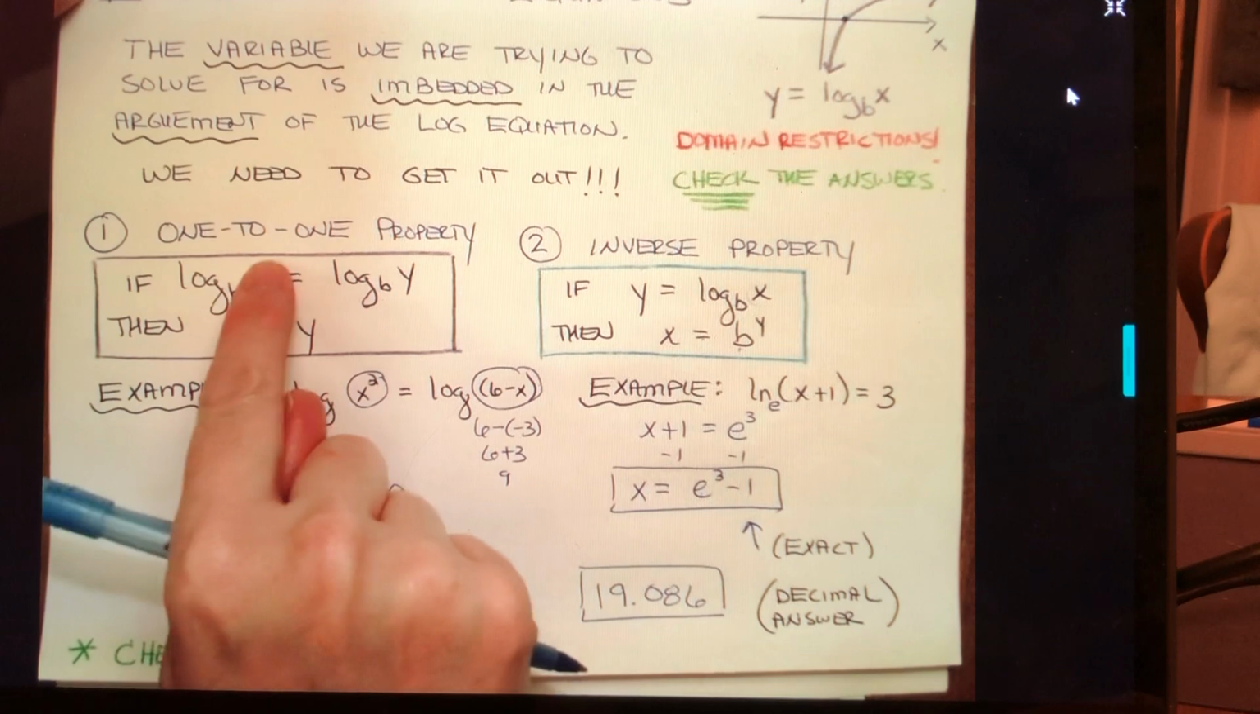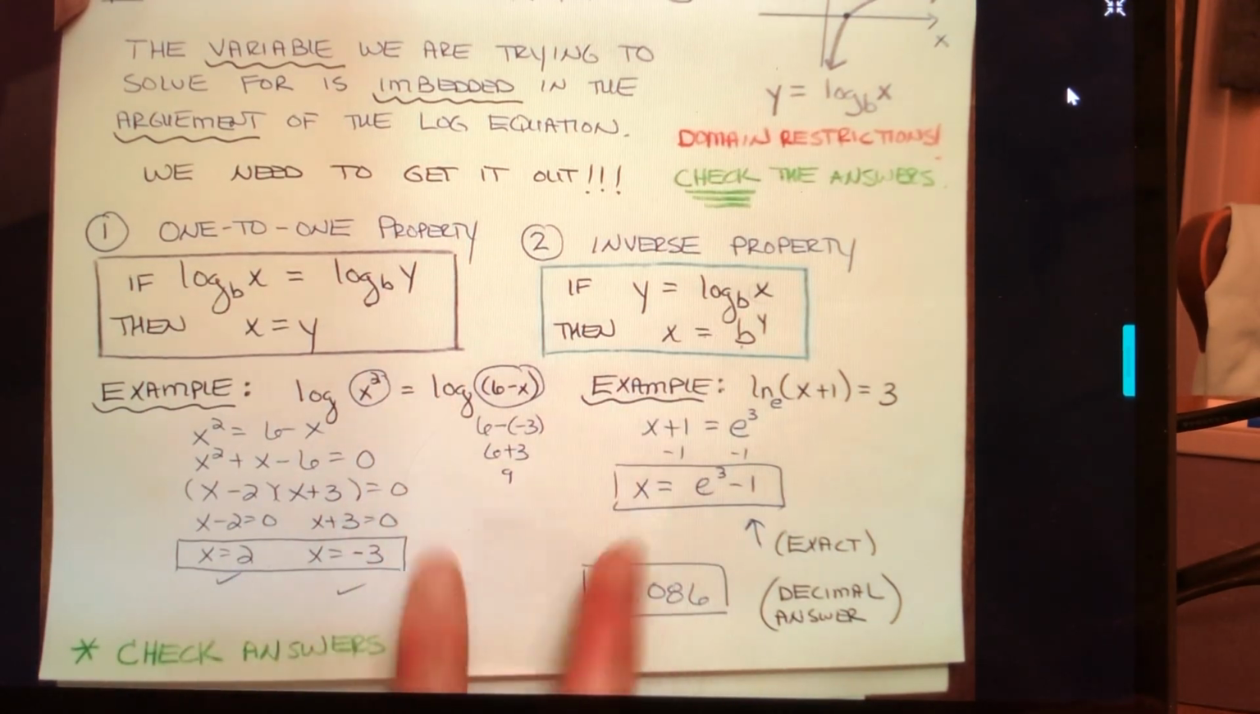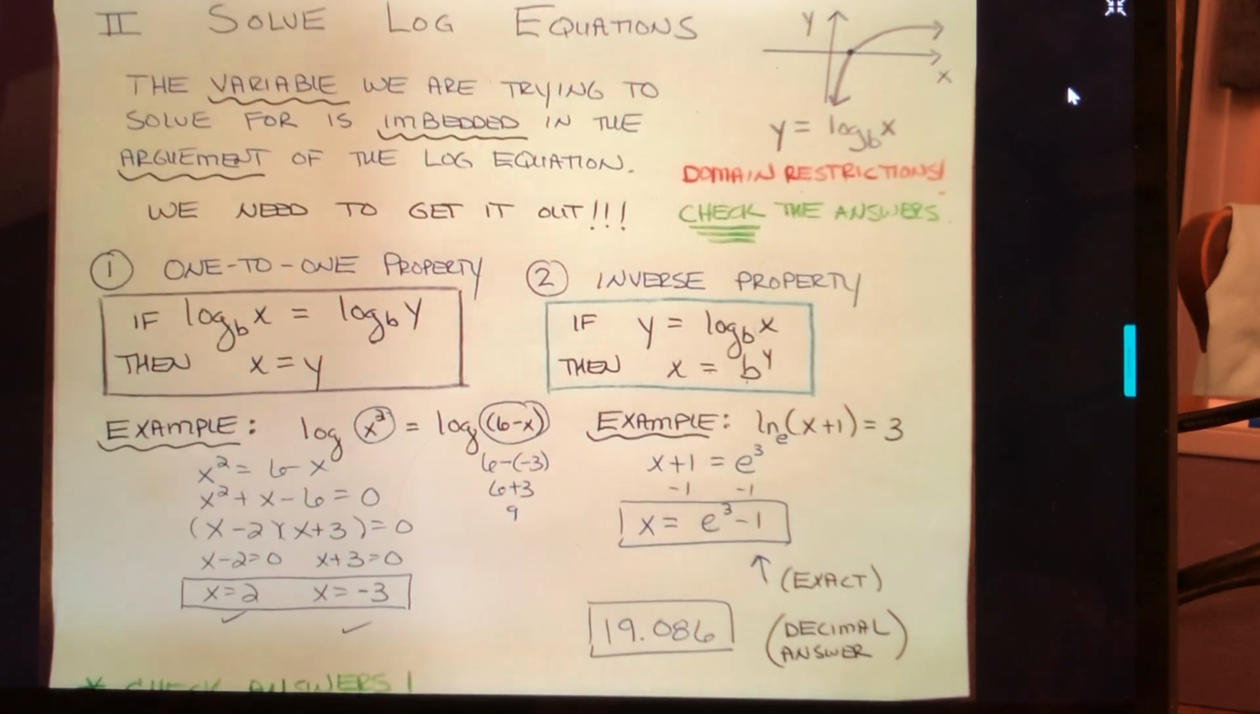Okay, so these are 2 examples of solving log equations. Again, we have the one-to-one method and we have the inverse property method. These were both pretty straightforward examples, so I do have an additional video I'll be posting right after this one that goes through some examples that are a little bit more complicated, and hopefully those will help you out.